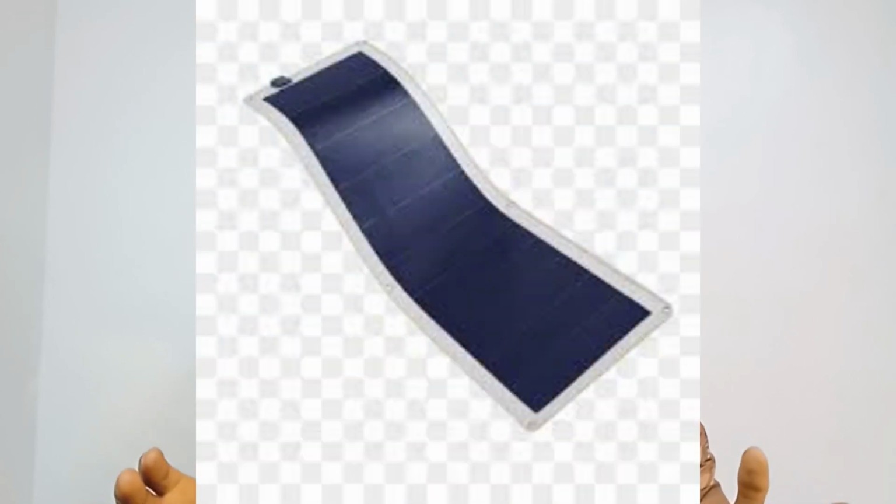Then we have the third type of solar panel, which is the thin film solar panel. Thin film solar panels are made from materials like cadmium telluride or amorphous silicon. They are lightweight and flexible. They have a high degradation rate and a shorter lifespan. They are used in areas where space is not an issue.